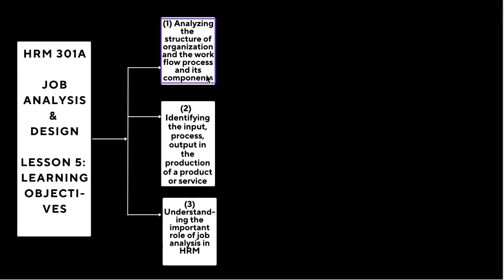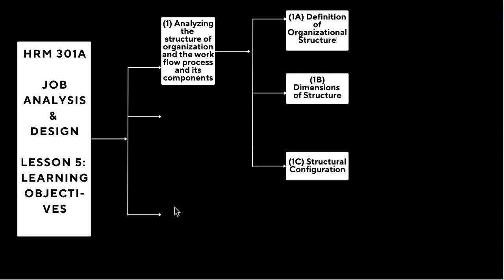So today we're gonna discuss three things. Number one, analyzing the structure of an organization and the workflow process in its components. Number two, identifying the input, process, output in the production of a product or service. And number three, understanding the important role of job analysis in HRM. Okay, let's start with number one.